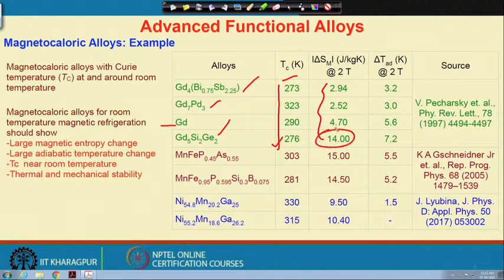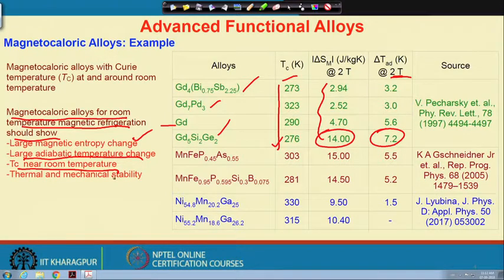So, this is quite a high value, even though the applied field is also high, around 2 Tesla, and the temperature change is also high. So, magnetocaloric alloys with Curie temperature around room temperature are required for refrigeration at room temperature. These alloys for room temperature magnetic refrigeration should show a large magnetic entropy change, a large adiabatic temperature change, the Curie temperature is expected to be near room temperature, and the material should have very good thermal and mechanical stability, which is also very important. It should not be very brittle.